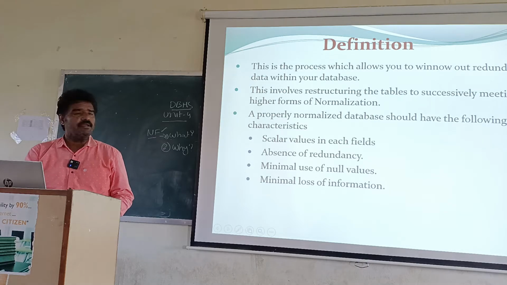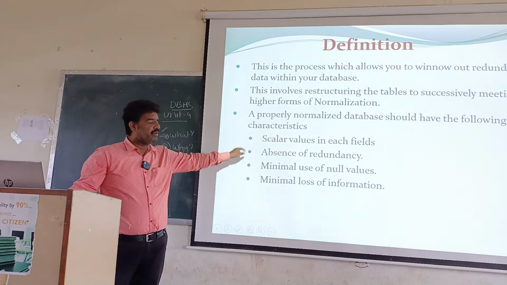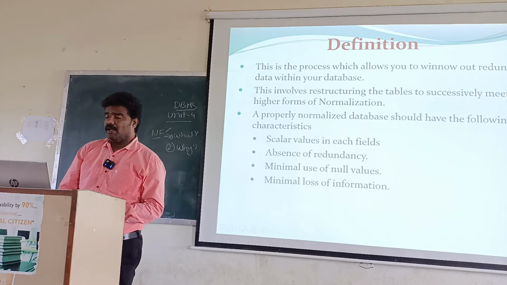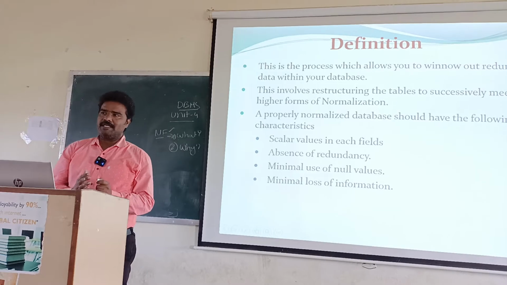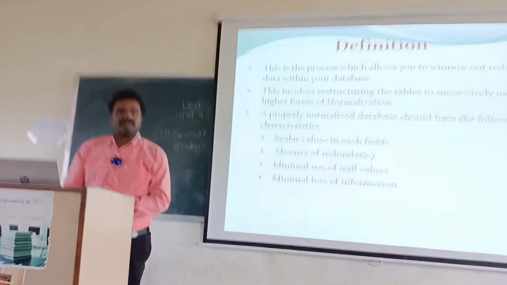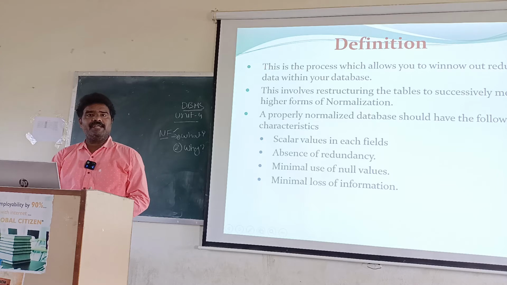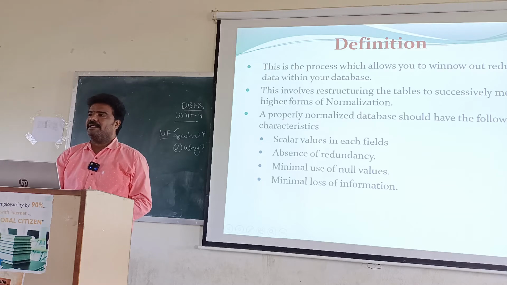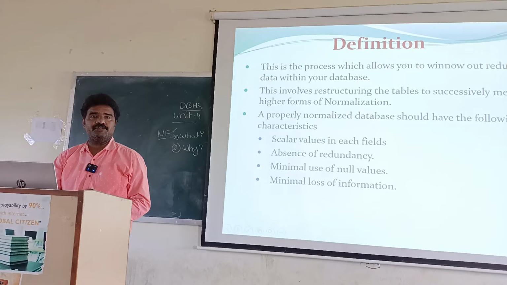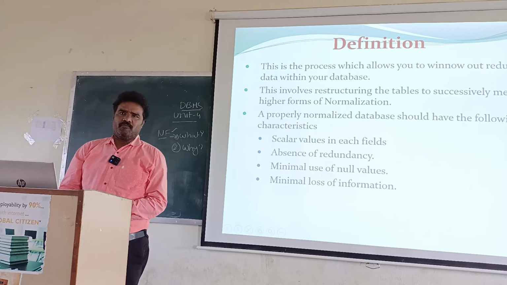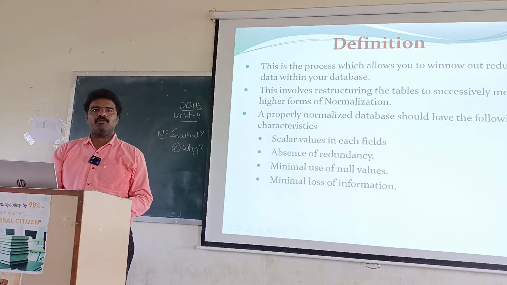Okay, that will be. So I'll go with the properties here. What is the first point we have? Scalar values in each field. You have some data in your database; that should have some meaning. Yes or no? And next one, absence of redundancy. It should not be repeated again and again. Data redundancy should not be there. And minimum use of null values. We're going to use null values, but we want to minimize that.